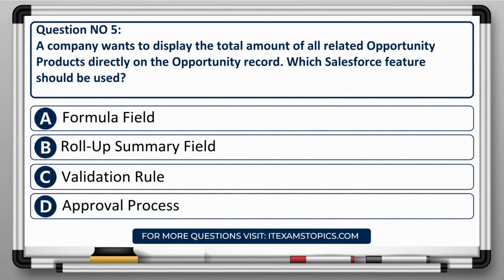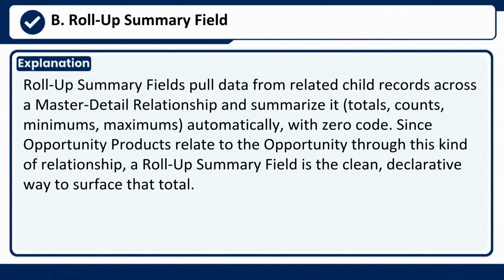Question number 5. A company wants to display the total amount of all related opportunity products directly on the opportunity record. Which Salesforce feature should be used? A. Formula field. B. Roll-up summary field. C. Validation rule. D. Approval process. Correct answer, B. Roll-up summary field. Explanation.